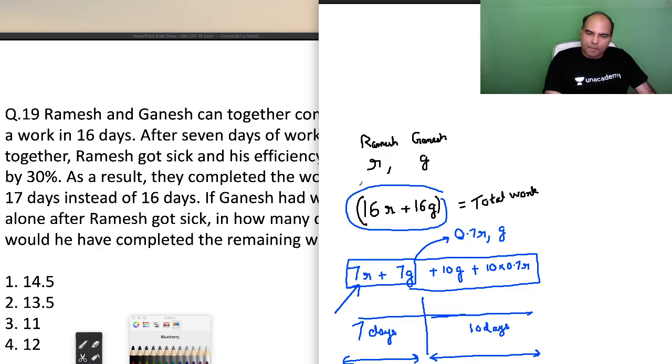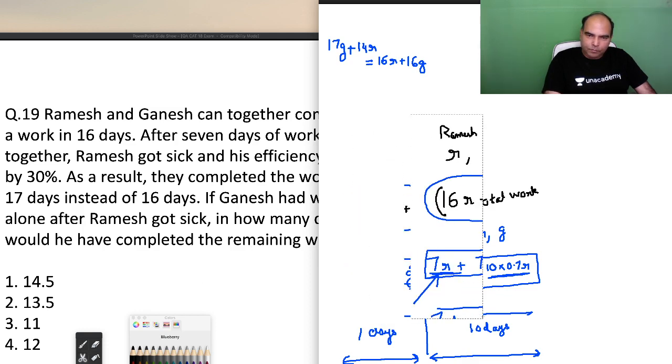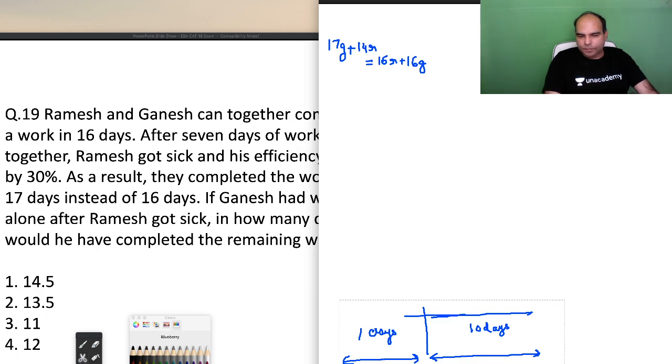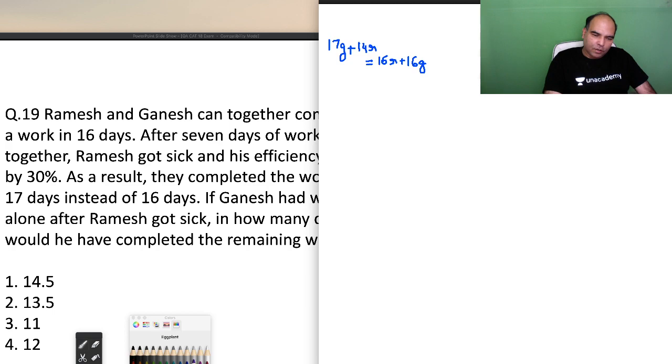So if I do that equation, I'll get 17G plus this 10 into 0.7R, which will be 7R, and this will also be 7R. 17G I'm getting by adding these two. So 17G plus 14R is equal to 16R plus 16G, because the work is getting completed in two ways. If I analyze this equation, what we get is that G is equal to 2R.